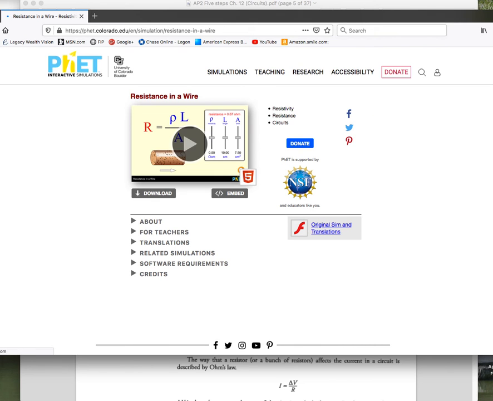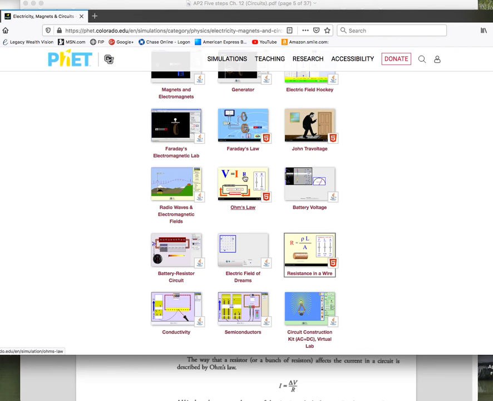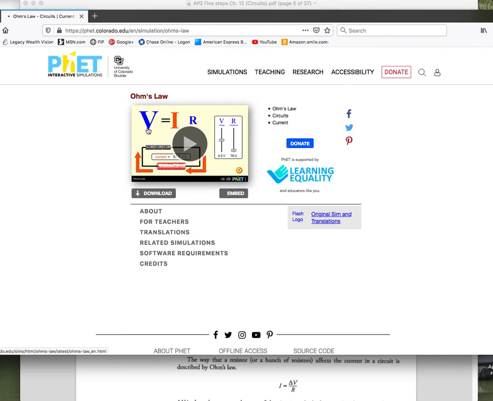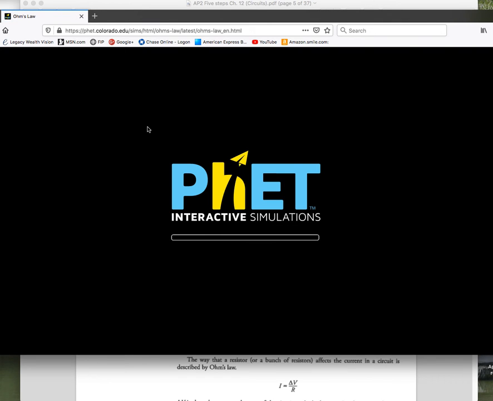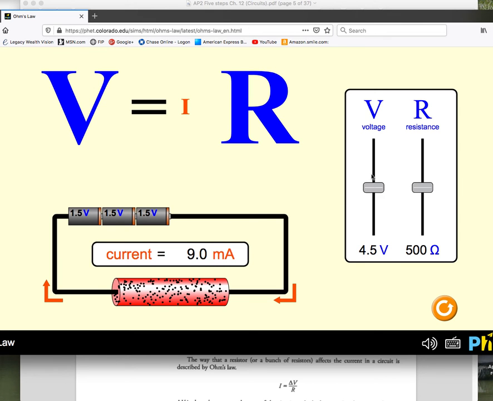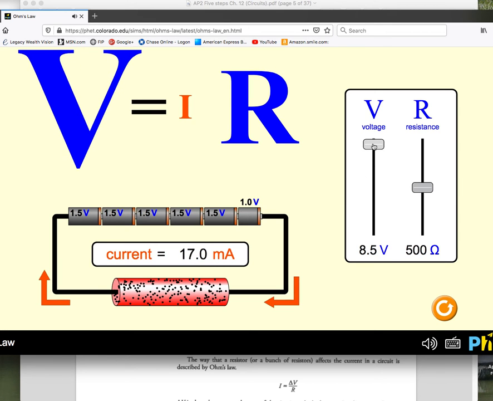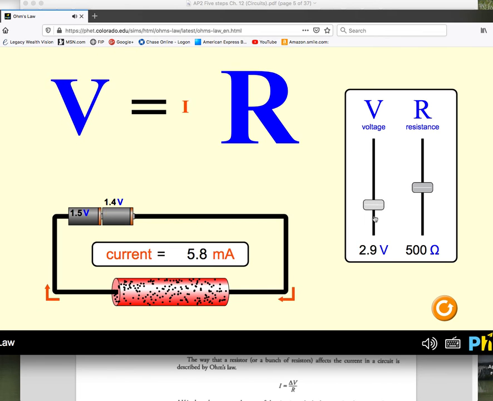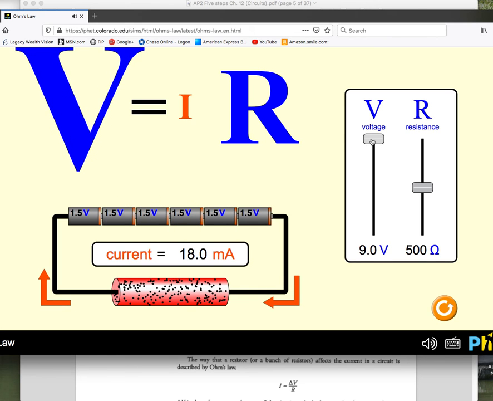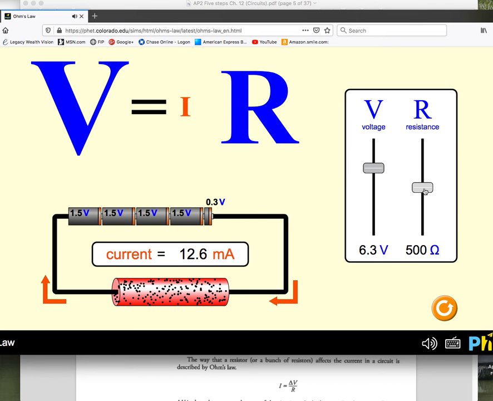There's another one related to Ohm's law, which is kind of fun. Does the same sort of thing. More push caused by higher potential difference, more current. Less resistance.